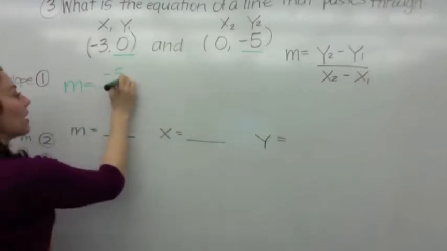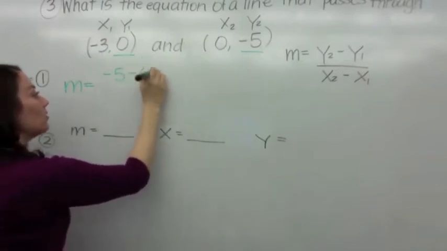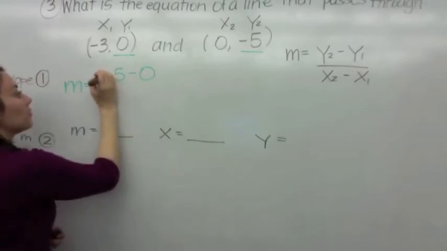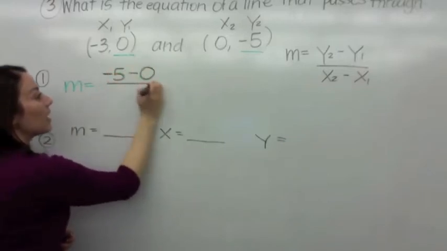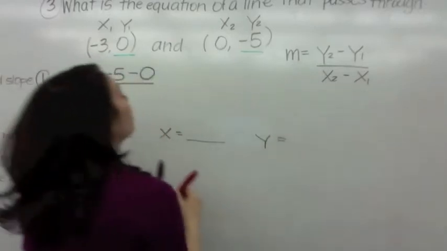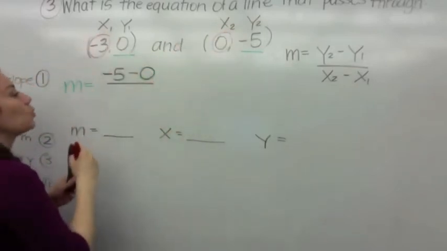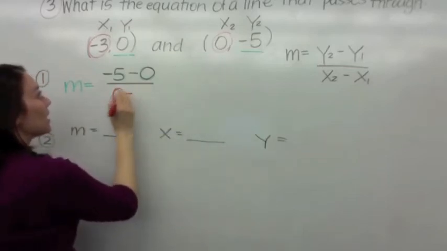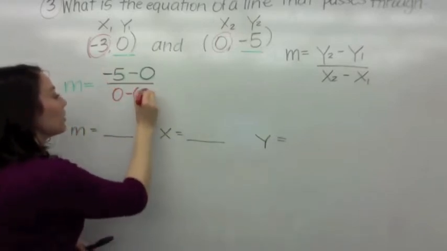So we have -5 is y2 and y1 is 0. So -5 minus 0. Let me write this in brown so you can see. Very good. Divided by, okay, let's look at the x coordinates. Let's go ahead and circle them just so we know the difference between x and y. So this is x2, this is x1. So x2 is 0 minus, okay, a -3. So we need to use what? We need to use parentheses, -3.